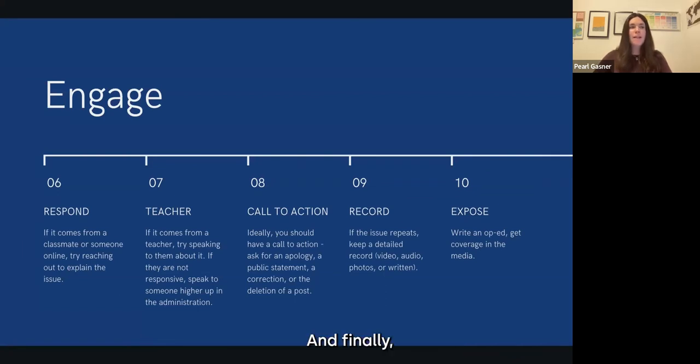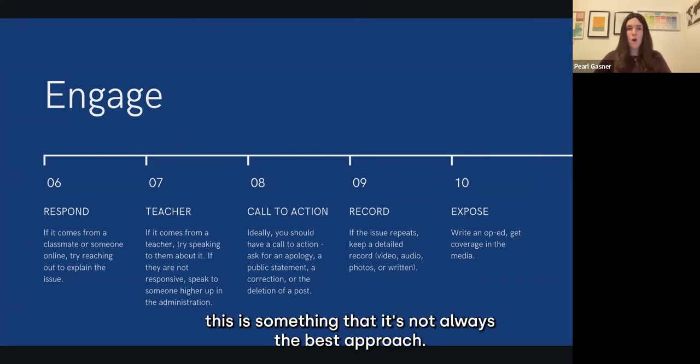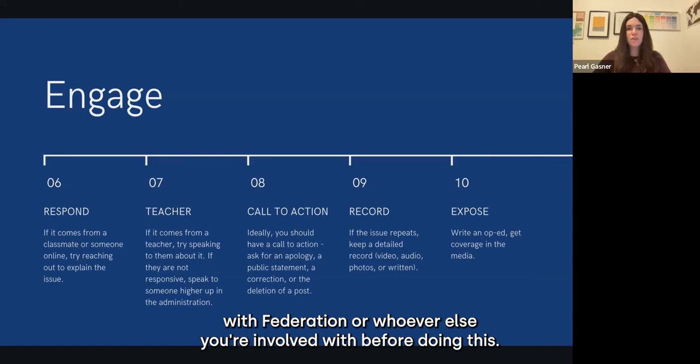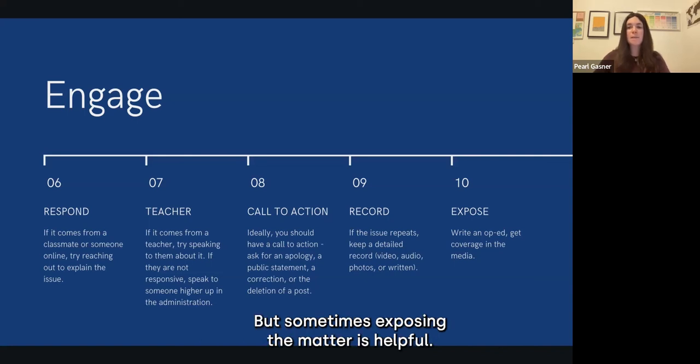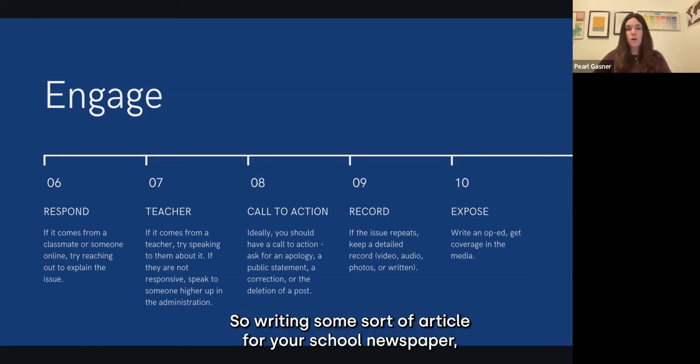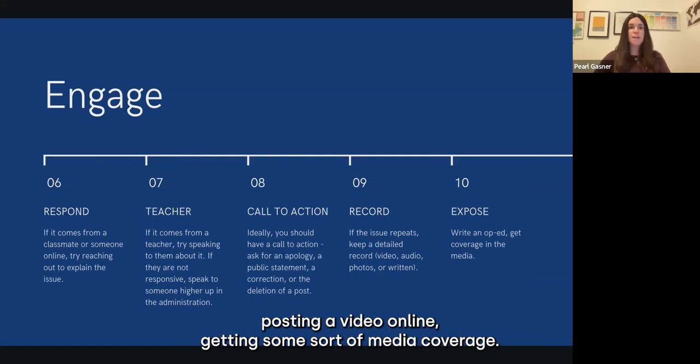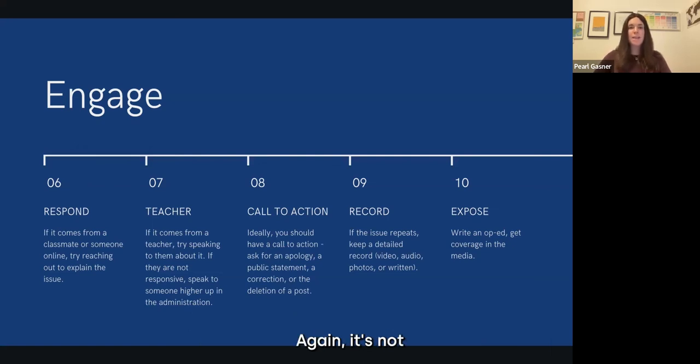And finally, this is something that's not always the best approach, and I would definitely consult with us, consult with Federation or whoever else you're involved with before doing this, but sometimes exposing the matter is helpful. So writing some sort of article for your school newspaper, posting a video online, getting some sort of media coverage. Again, it's not always helpful. Sometimes it can make things worse.